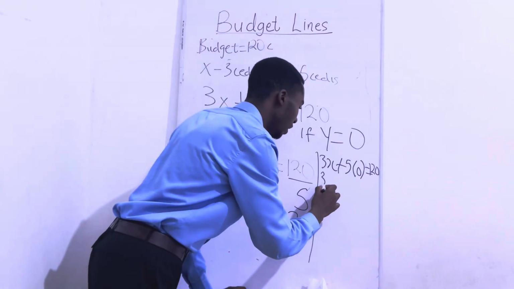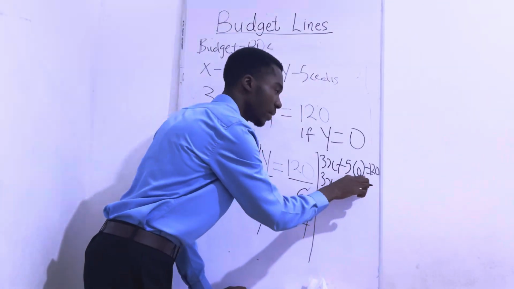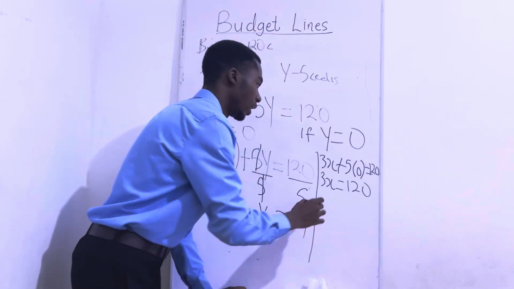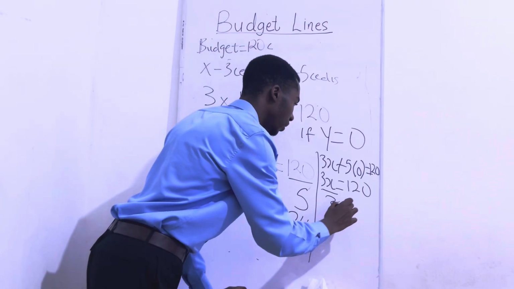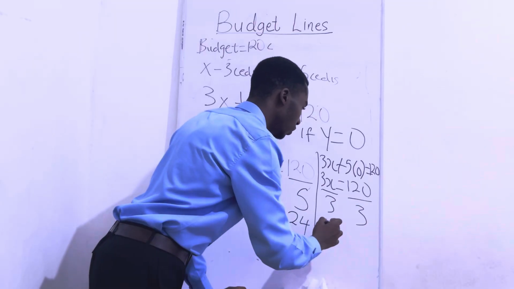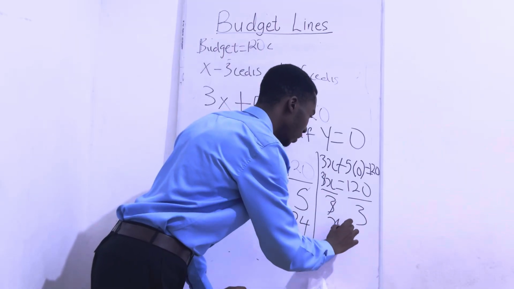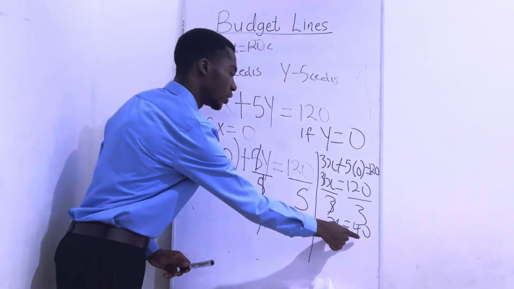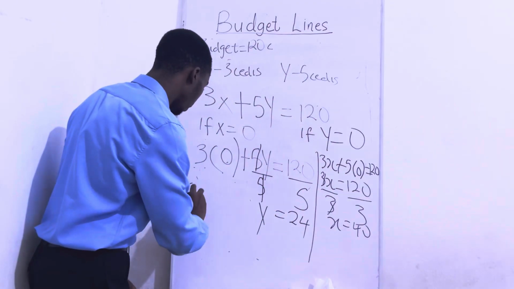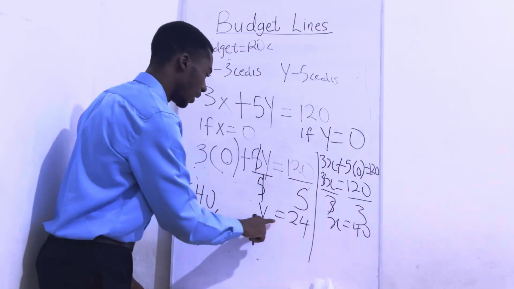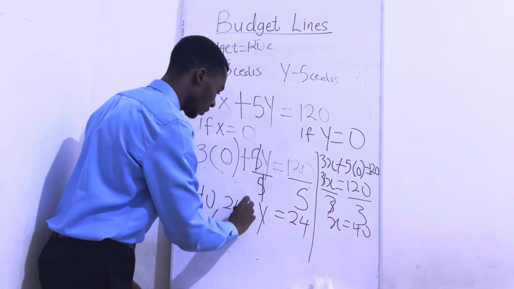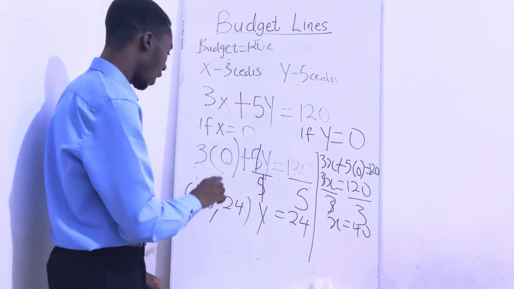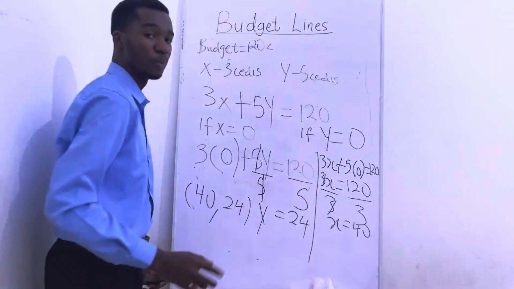So we have 3X is equal to 120, since 5 times 0 is 0. Then we divide both sides by 3. So 3 will cancel 3, then X will be equal to 40. So now we have 2 points. We have X is equal to 40, so we have 40, comma, then our Y is 24. And the question says we should draw a budget line. So we are just going to draw this on the graph. So our X is going to be 40, and our Y will be 24.